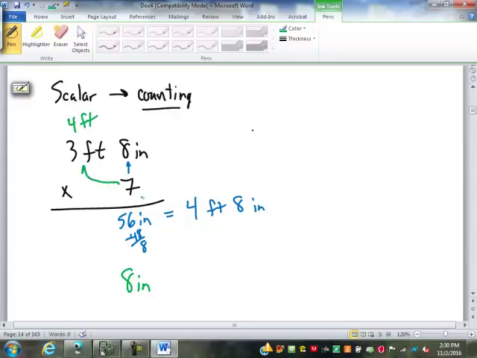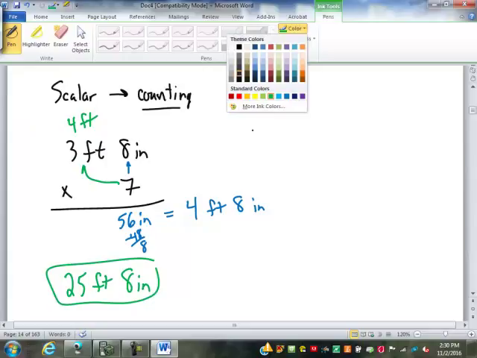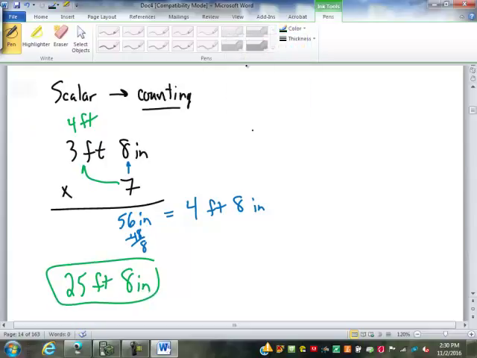Now we've got the 7 times 3 feet. 7 times 3 is 21. 21 plus 4 is 25 feet. So the carrying works just like it did with whole numbers. So we might have 5 feet, 7 and 1/4 inches, times, let's just go times 9.